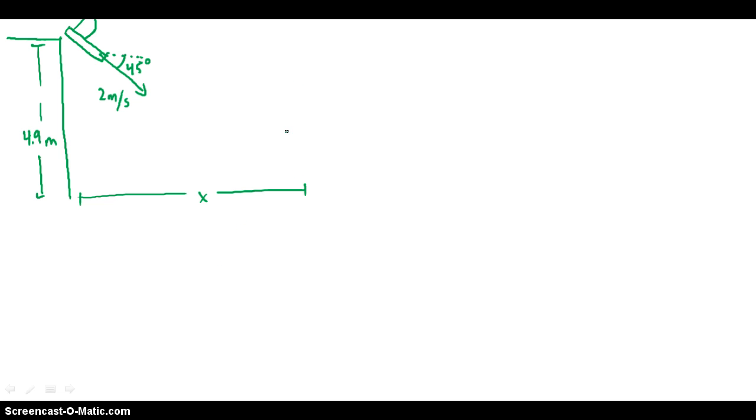When we're doing projectile motion problems, the first thing we want to do, if we have an initial velocity, is break it up into the x and y directions. So we've changed our coordinate system. Now this is the positive y and this is the positive x direction.